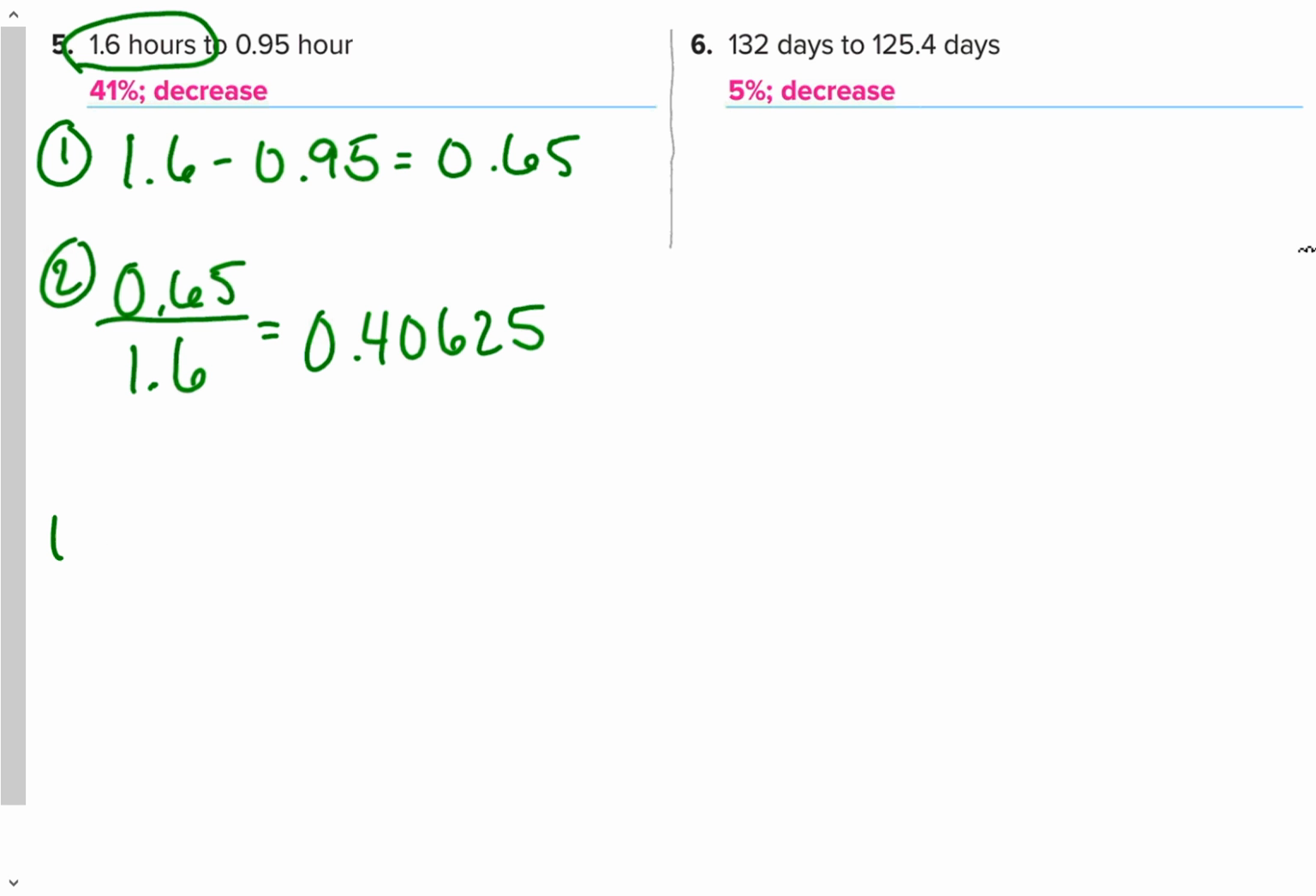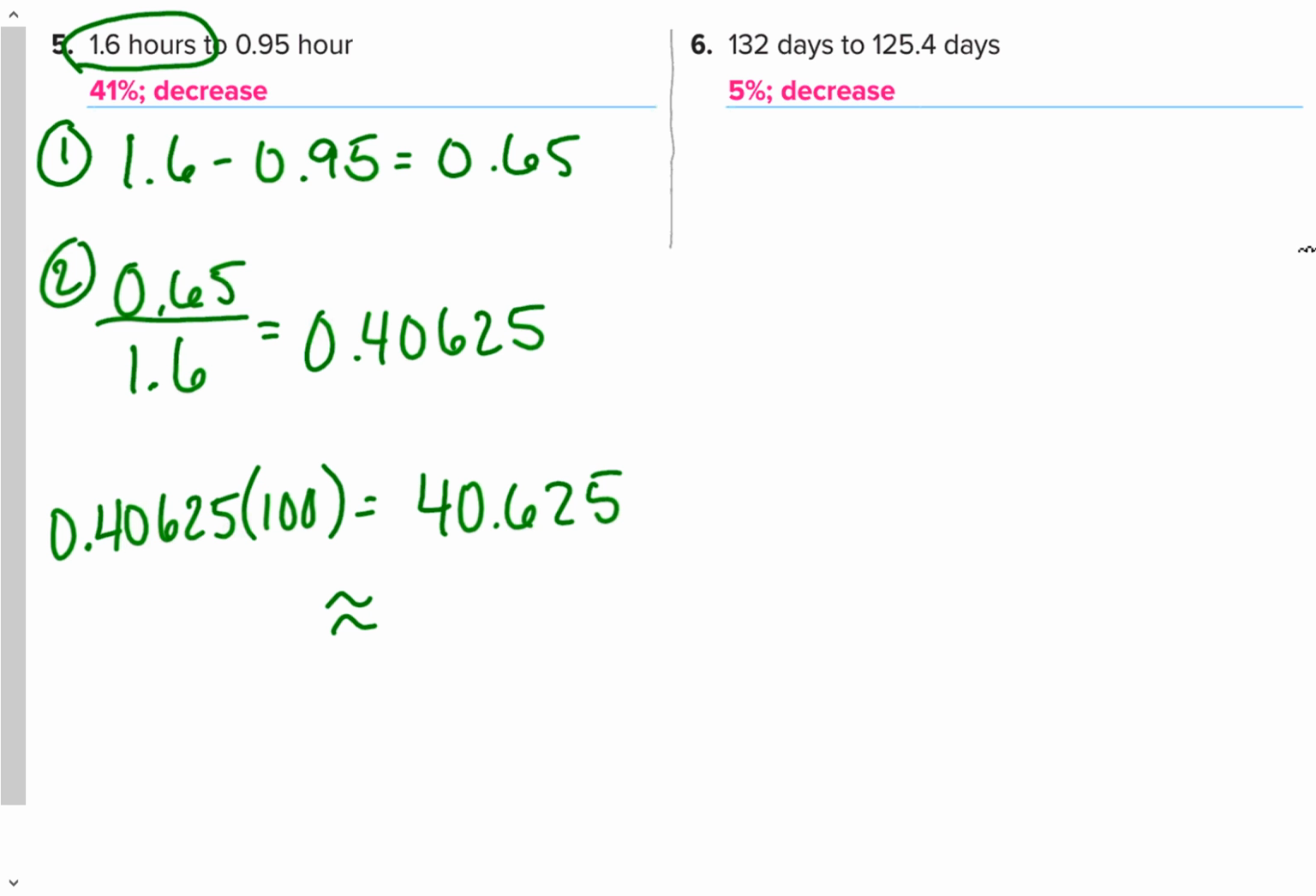So let's take this, multiply it times 100, and we get 40.625. And we want to round to the nearest whole percent. So it stops at the 0. So does the 6 make it go up or stay the same? Makes it go up. So it's 41%. We went from 1.6 to 0.95, so that went down. So that's our decrease.